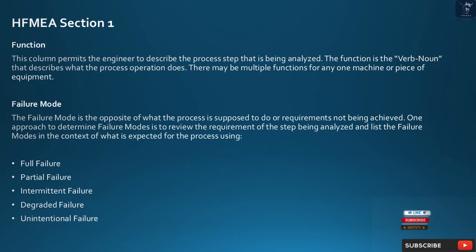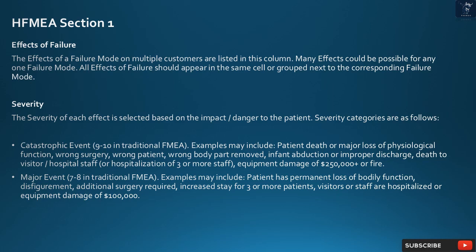One approach to determine failure modes is to review the requirement of the step being analyzed and list the failure modes in the context of what is expected for the process, using full failure, partial failure, intermittent failure, degraded failure, and unintentional failure. Effects of failure. The effects of a failure mode on multiple customers are listed in this column. Many effects could be possible for any one failure mode. All effects of failure should appear in the same cell or group next to the corresponding failure mode.